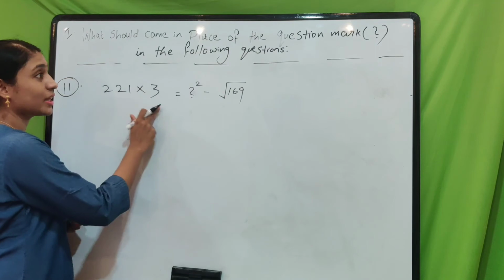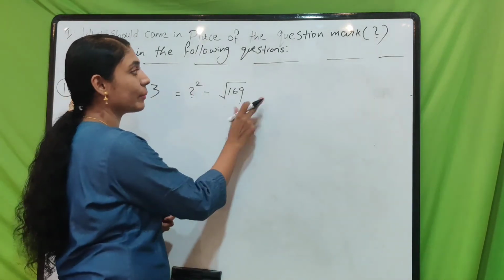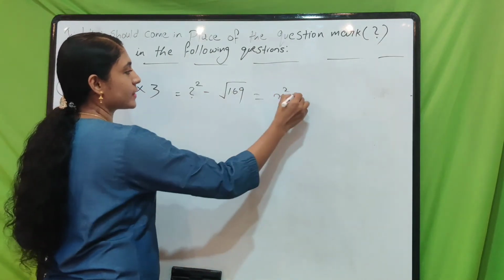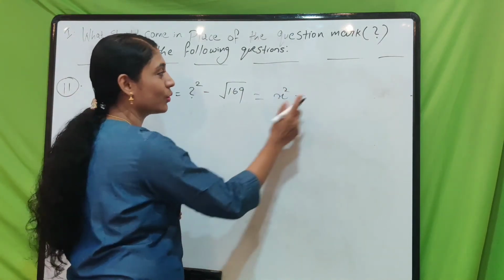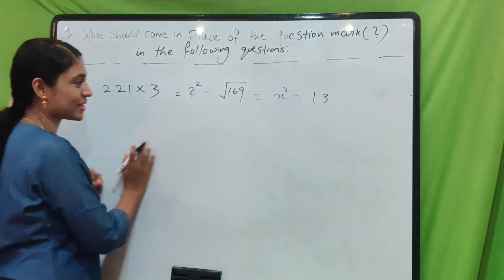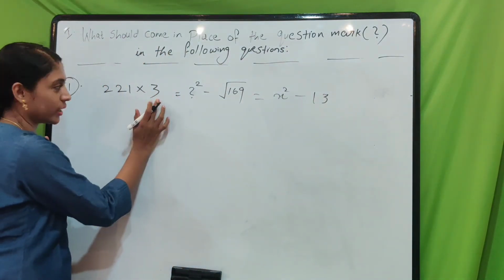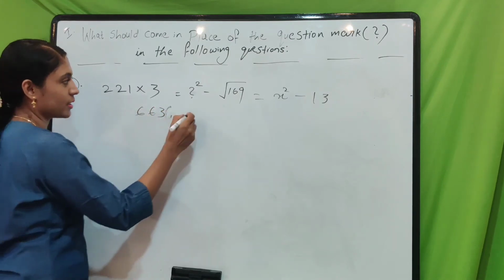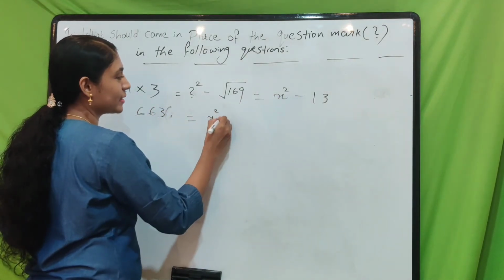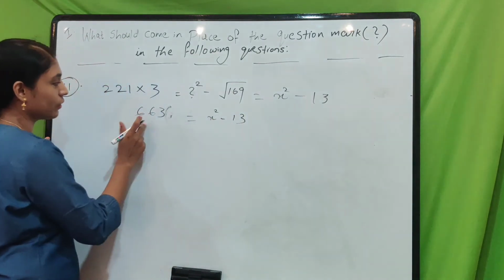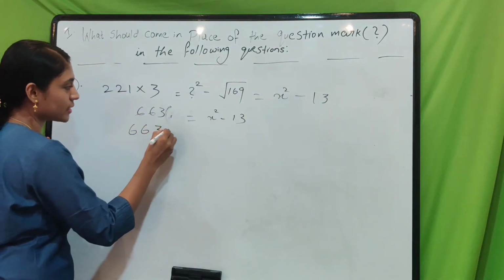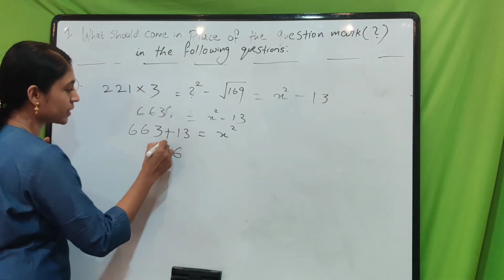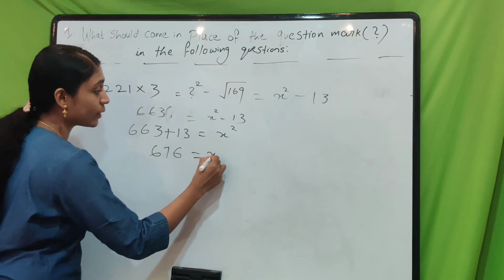It's given that 221 into 3 is equal to x square minus root 169, right? So in the RHS it is x square, the unknown number, minus root 169, we know it is 13. 13 square is 169, right? So 221 into 3 is 663, equal to x square minus 13, right? So this 13 will come to LHS, right? So 663 plus 13 is equal to x square. And what's the value? 676 is equal to x square.